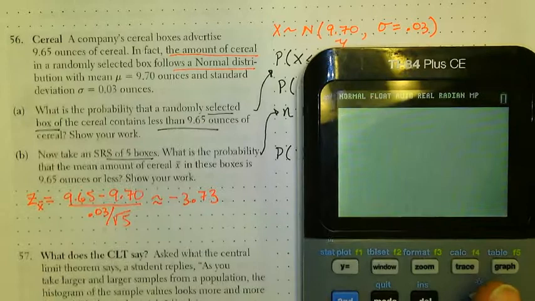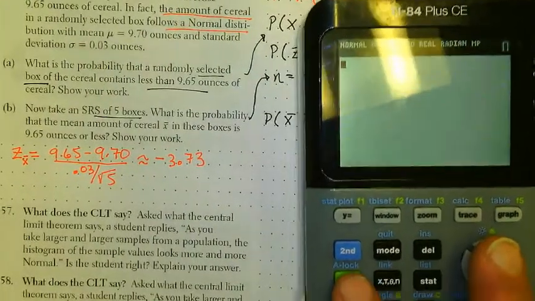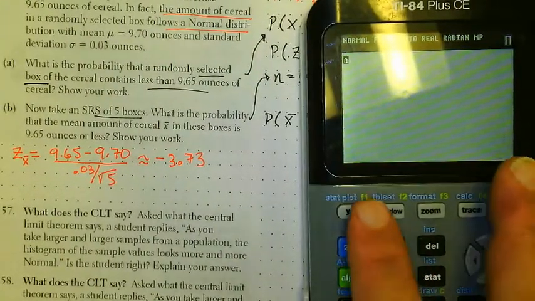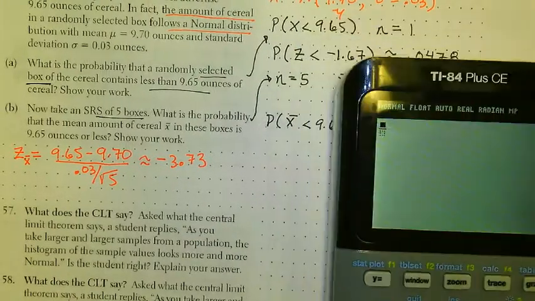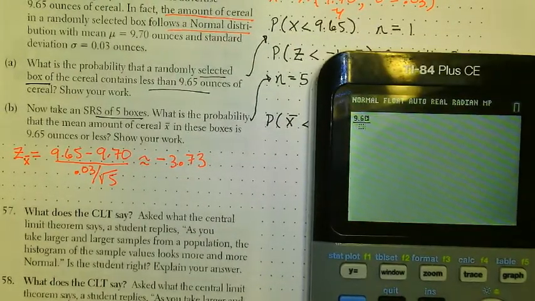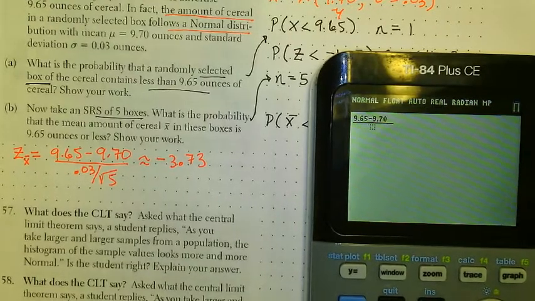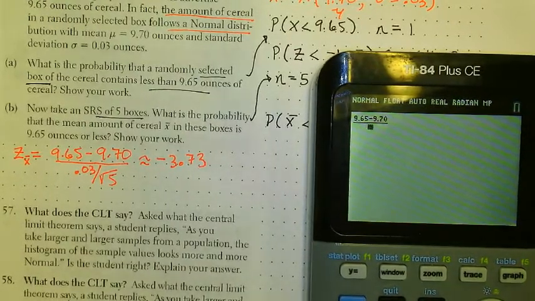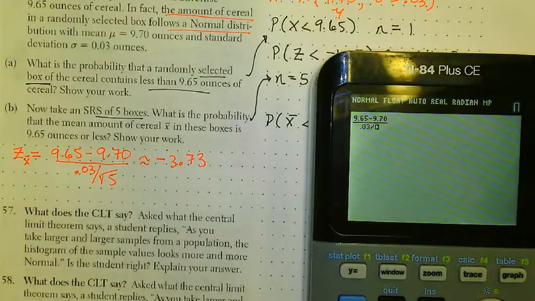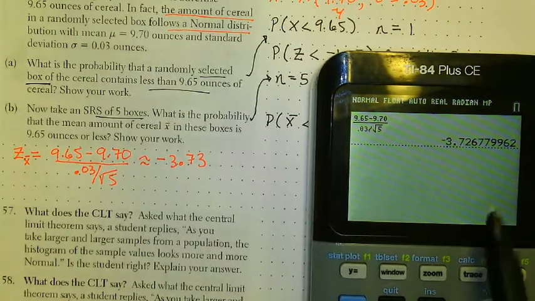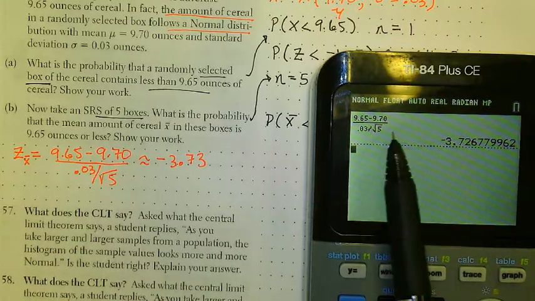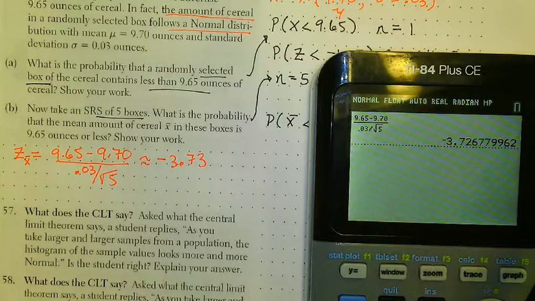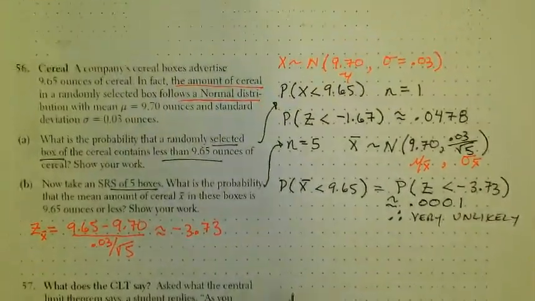What I might suggest in doing this on your calculator is to make use of the fraction. So if I come over here and use alpha y equals, I can get the fraction notation. And I can say 9.65 minus 9.70 in the numerator. Arrow down. 0.03 divided by root 5 in the denominator. Press enter, and there is your negative 3.73. Students tend to make fewer mistakes when they use this fractional notation. Okay, so that was number 56.